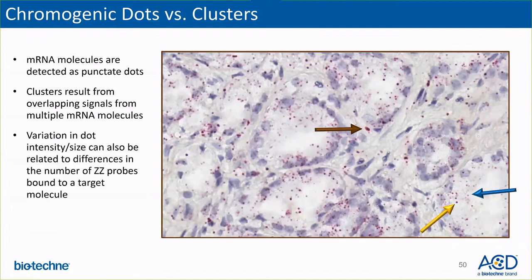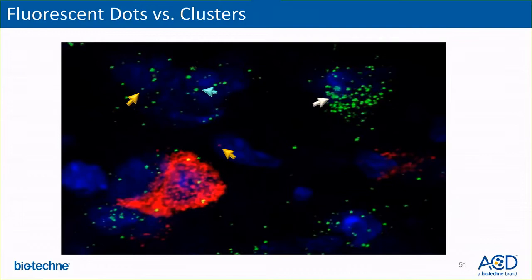Similar patterns of dots and clusters can also be seen in fluorescent versions of the assay. The yellow arrows point to single mRNA molecules with fewer double Z probe pairs bound to them, compared with the dot pointed by the teal arrow. The white arrow is pointing to a cluster with an irregular rather than round shape, resulting from overlapping signals from multiple mRNA molecules.